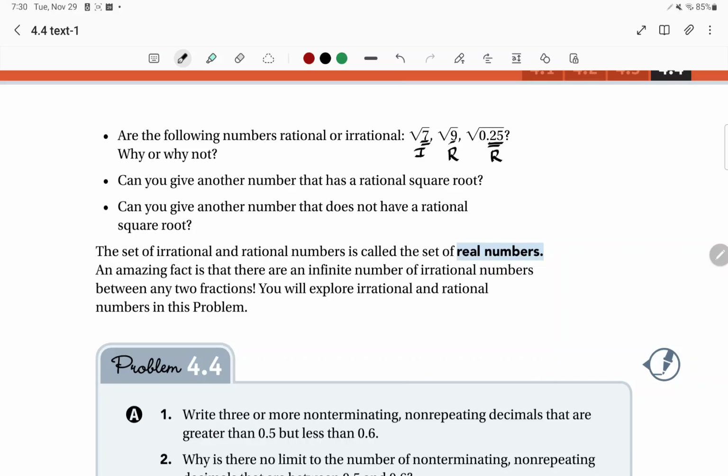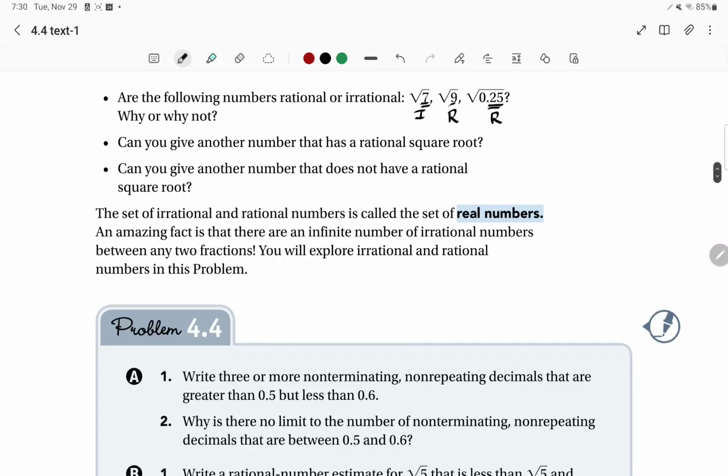So these sets of irrational and rational numbers are what we call real numbers. The set of irrational and rational numbers is called real numbers. So write that definition of real numbers down. It's the set of rational and irrational numbers.